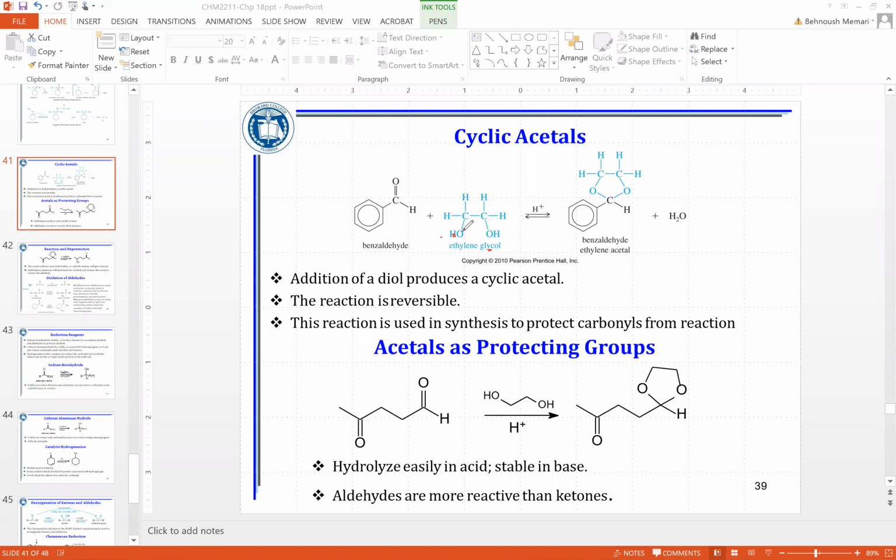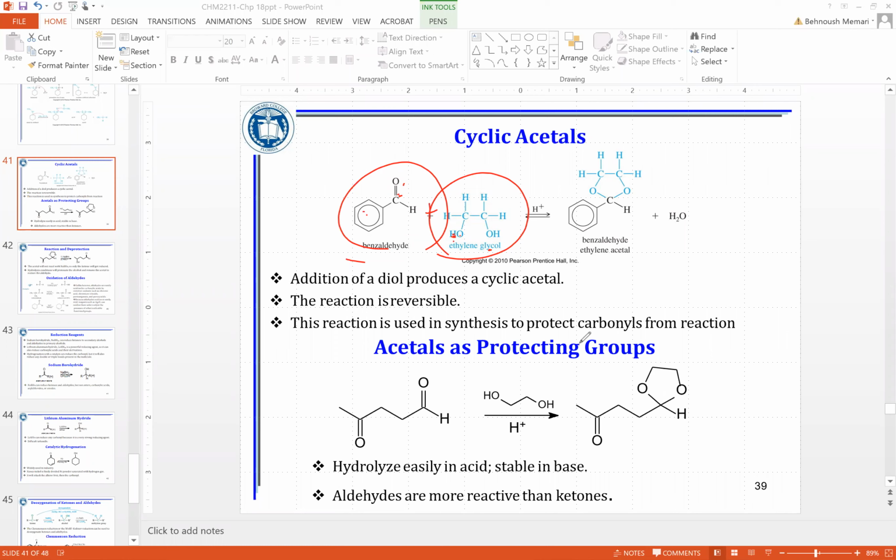So in the first step, one of them would come in and form a bond with the carbon, and would take the hydrogen. You have OH. Then the second one would come in and replace the OH. So you end up with a cyclic acetal. When you have a cyclic acetal and you hydrolyze it, it can go back to aldehyde or ketone, and then the ethylene glycol would be removed.